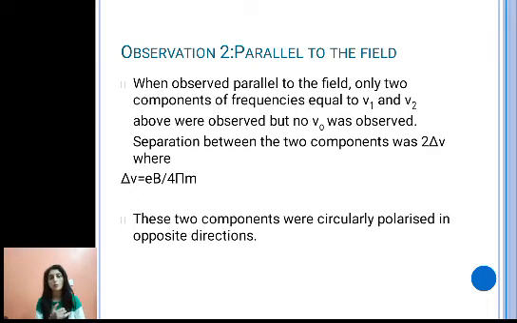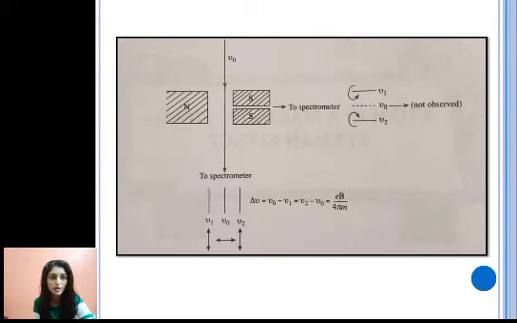So second observation, what happens when we view parallel to the field? When observed parallel to the field, only two components of frequencies equal to nu1 and nu2 are observed, but nu0 we cannot observe, and the separation between the two components will now be 2 times delta nu, because nu0 is not in between, so nu1 nu2, 2 delta nu, so it will become eB upon 4 pi m. 2 into eB upon 4 pi m, or you can say eB upon 2 pi m. So these two components were circularly polarized in opposite directions, that you can see over here. These two components are circularly polarized opposite to each other.